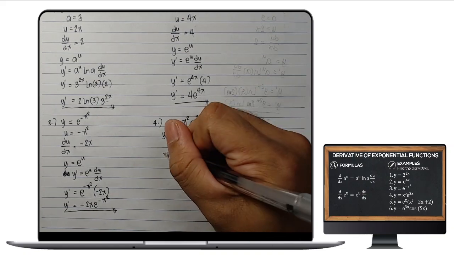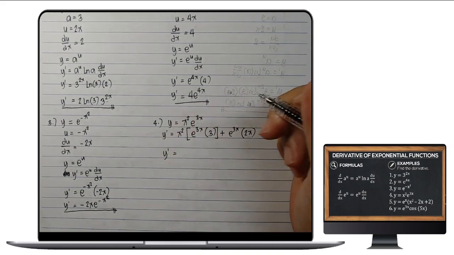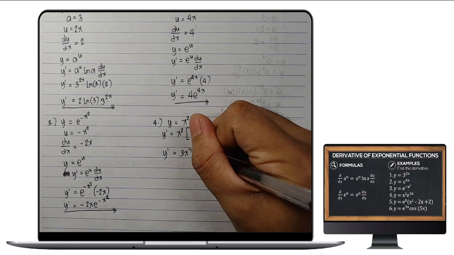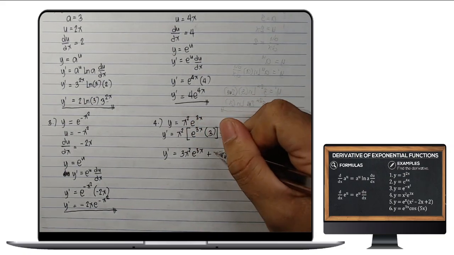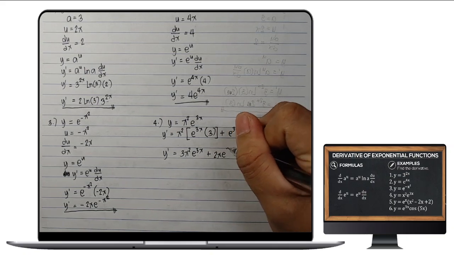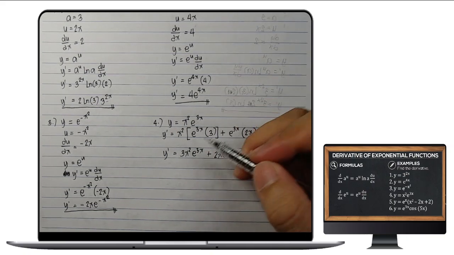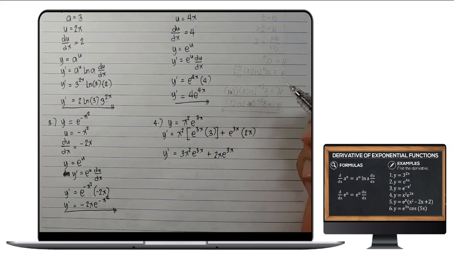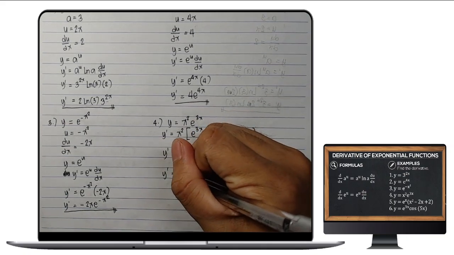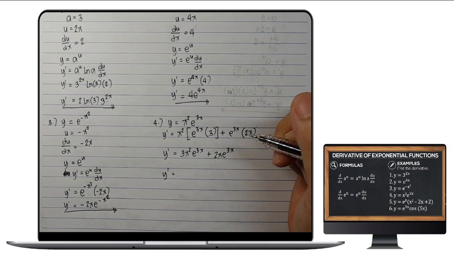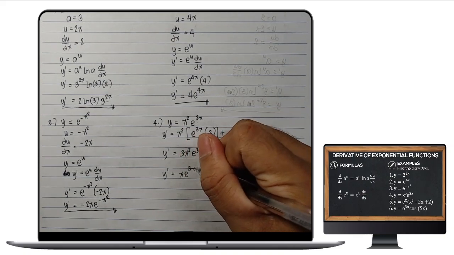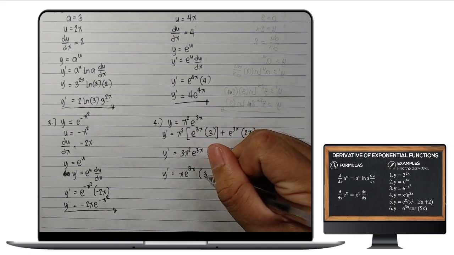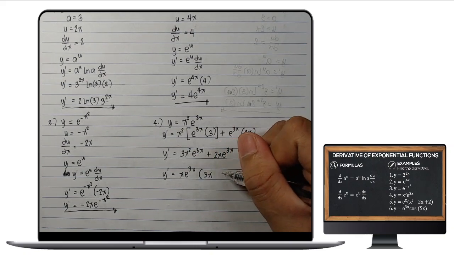Then let's get the derivative of x squared using the general power formula, so that is simply 2x. Okay? So simplifying, y prime is equal to 3x squared e raised to 3x plus 2x e raised to 3x. You may use this as your answer, or you may present it in factored form. The common monomial factor is x e raised to 3x, multiplied by 3x plus 2.